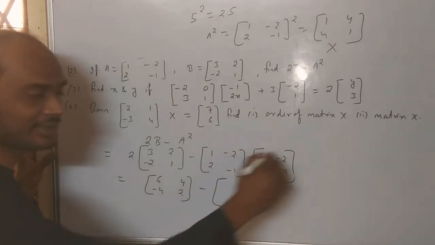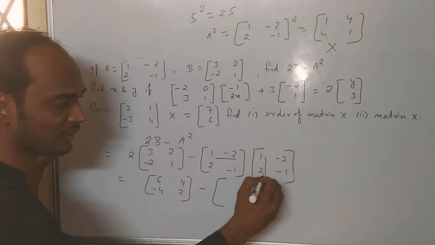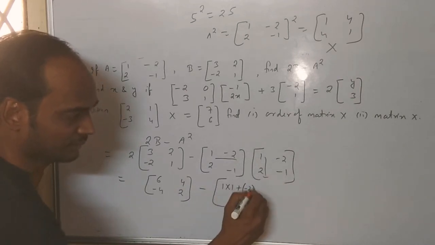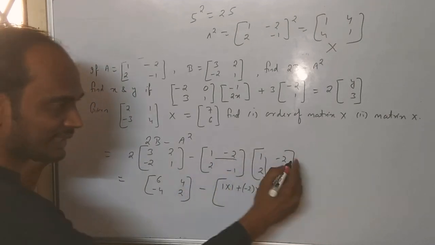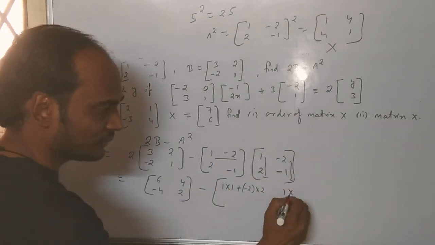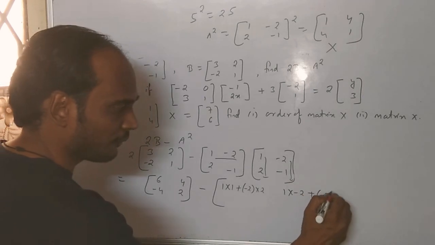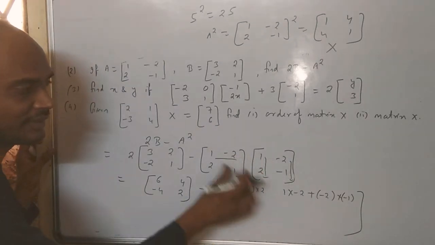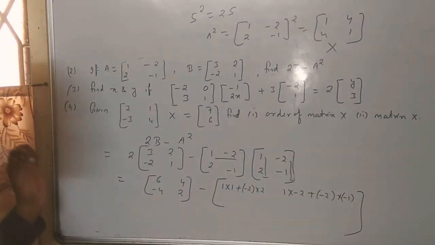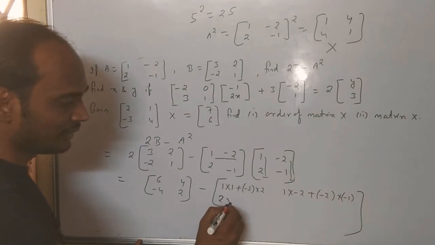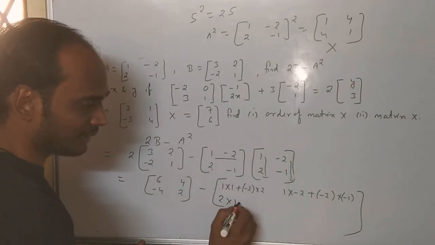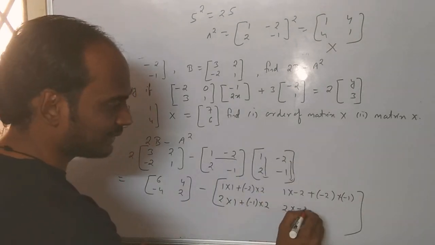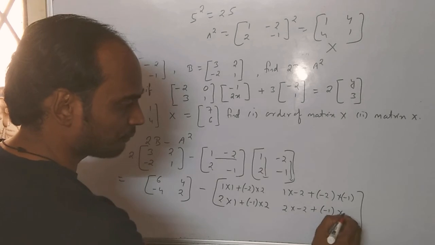And here when you are multiplying, that operation, row into column, we need to apply. So first row into first column, 1 into 1, then plus, but here minus 2 is there, so minus 2 into 2. Then first row into second column also we need to do, that is 1 into minus 2 plus minus 2 into minus 1. See the way of writing: first row into first column will be written here, first row into second column will be written here. In this way we have to do. Now second row into first column, 2 into 1, then minus 1 into 2, then second row into second column, 2 into minus 2, then plus minus 1 into minus 1.